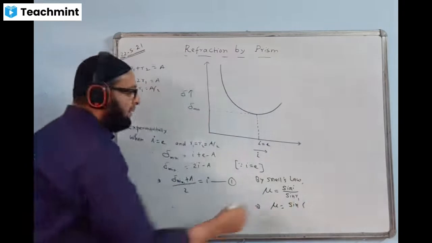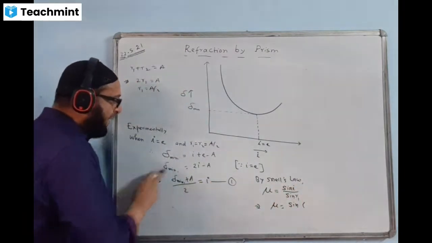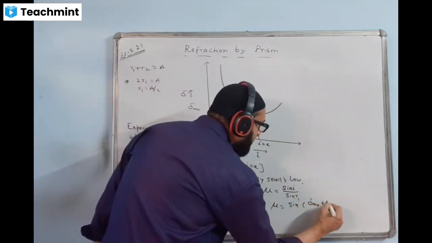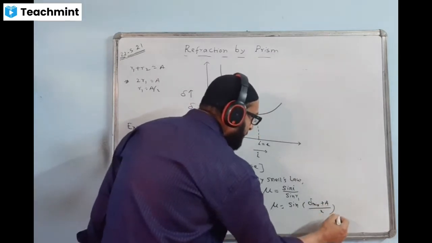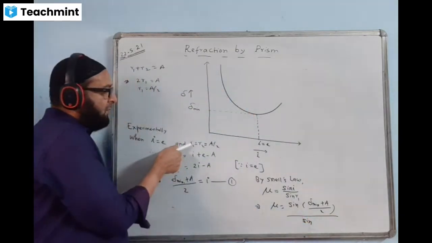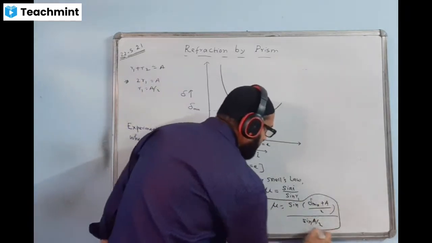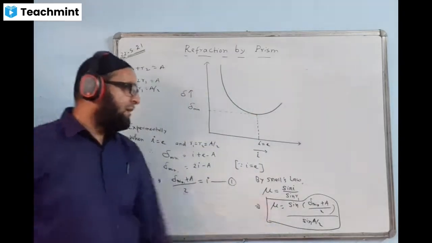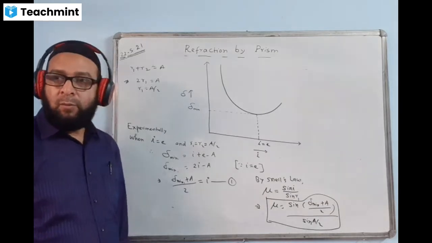I'll put the value of I. What is the value of I from equation 1? The value of I is the entire thing. So I'll put the entire value out here. Write down delta minimum plus A by 2, divided by sine R1. R1 value you can see. What is the value of R1? A by 2. So I'll write down this A by 2. So this becomes the formula of mu is equal to sine of delta minimum plus A by 2, divided by sine A by 2.